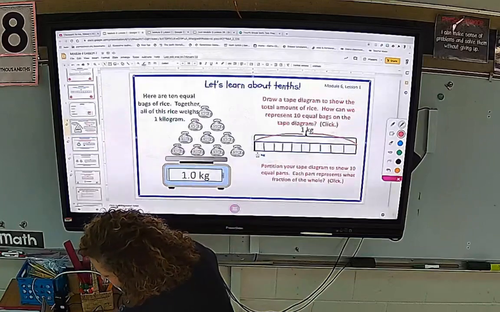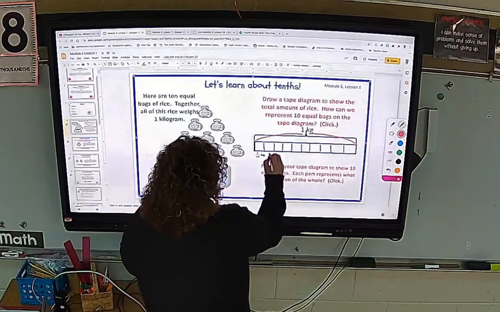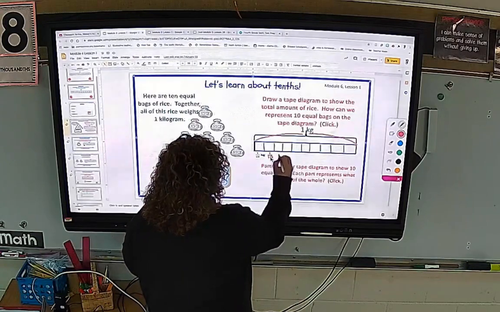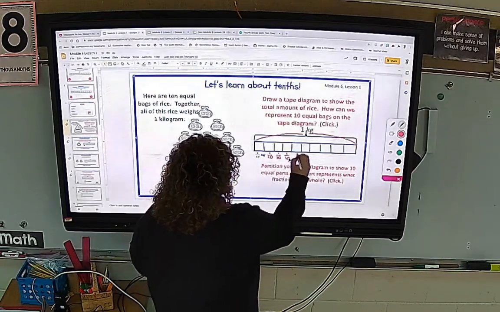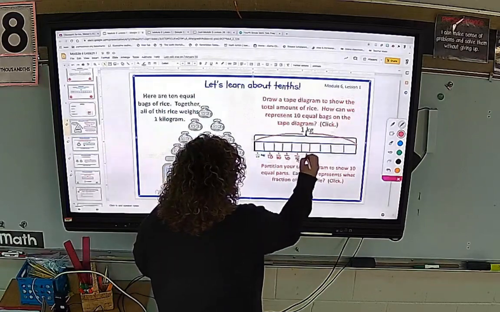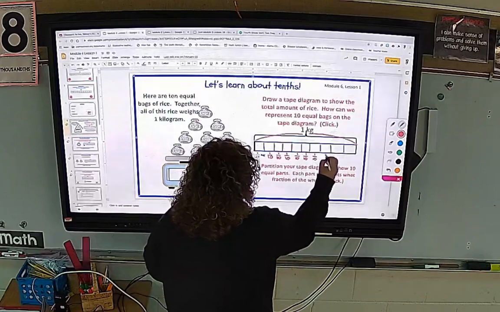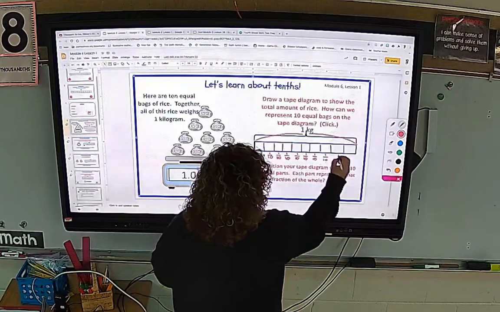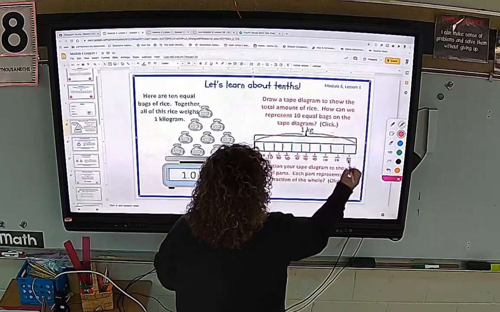Okay. This is 1/10. This is 1/10. 1/10. Each of these are 1/10. So they're unit fractions. Yeah, I like how you use that fourth grade idea there. These are unit fractions right now.